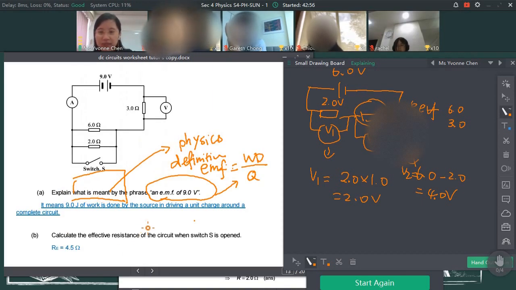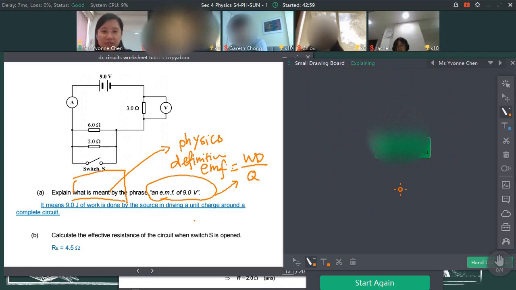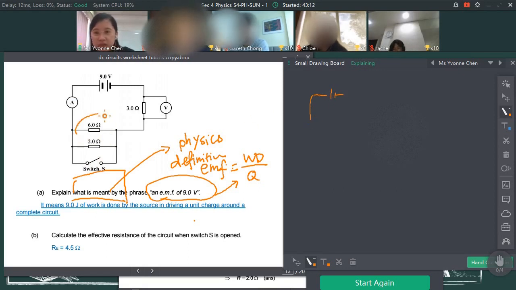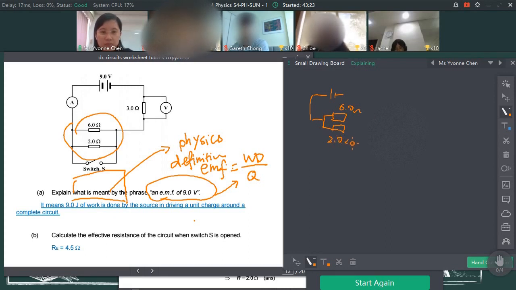Then we'll look at the second part: what is the effective resistance when the switch is open? When the switch is open, it's actually just a normal complete circuit. So we can find this effective resistance. For this part we can use the formula. Class, you may want to take note of this formula.